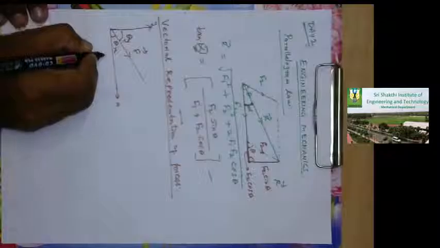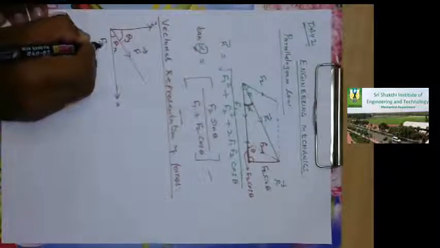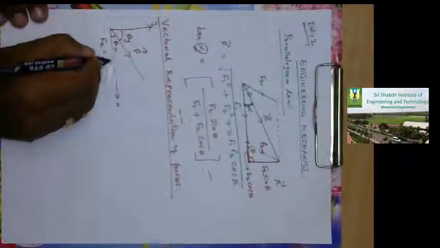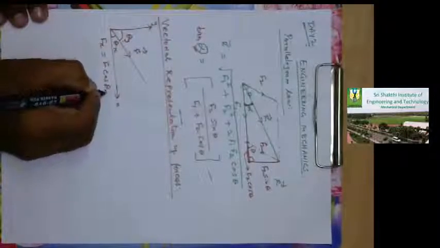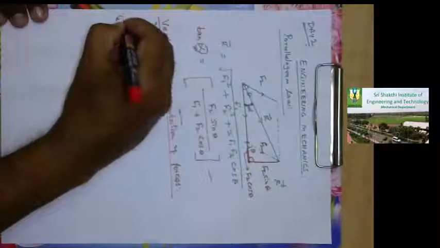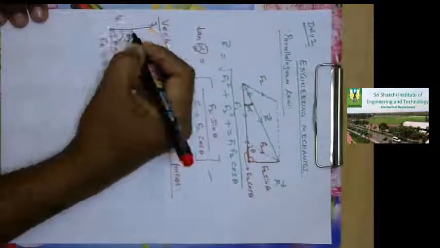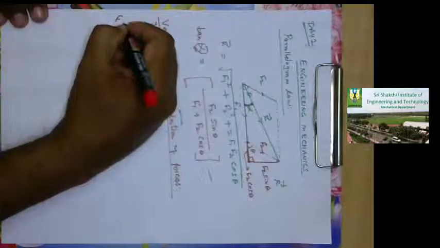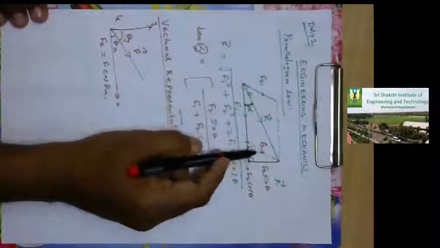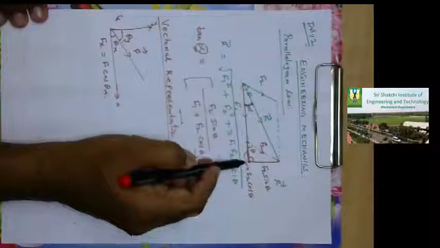This horizontal component I can write as Fx. Fx is F into cos theta x. That is my horizontal component. The vertical component I can write as F into, as per how we resolved F2 into F2 sin theta and F2 cos theta.